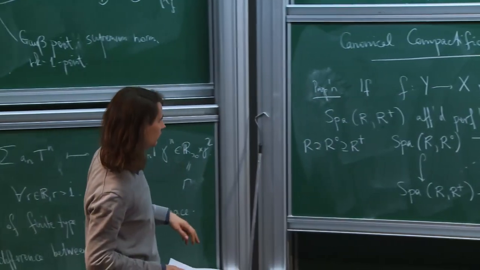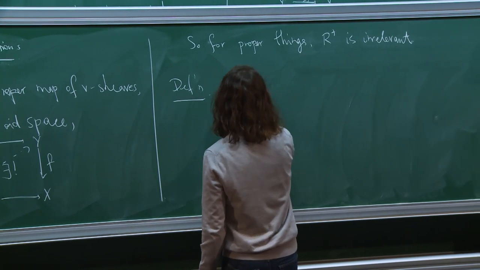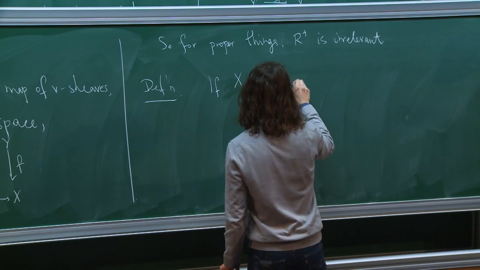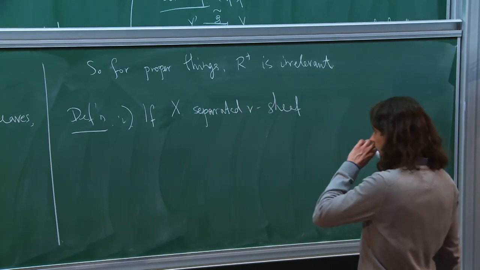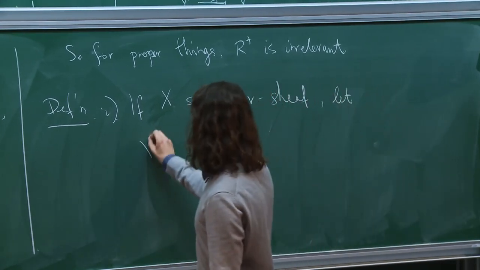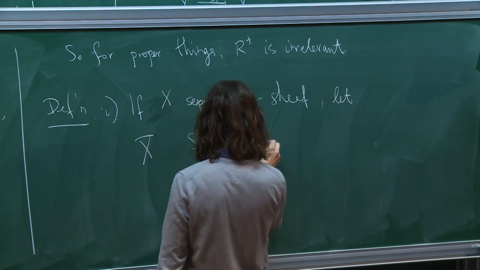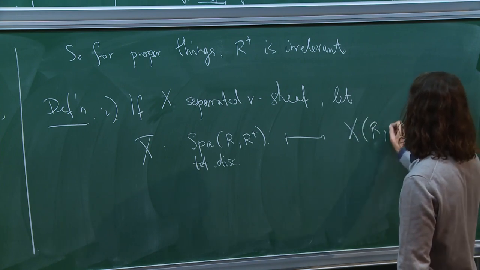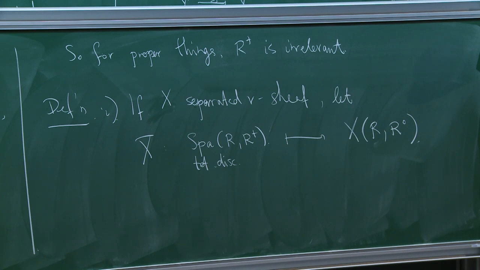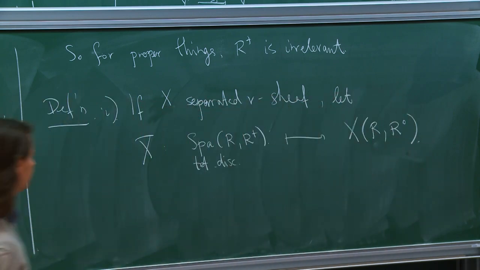Okay, and so you can turn this kind of thing around and make the following definition. If X is a separated V-sheaf, you can also do this for maps. Let X bar, its compactification, be the thing which sends some Spa(R, R^+), and unfortunately, I have to restrict this to totally disconnected guys, to X(R, R°). So if you want to map this guy into the compactification, you only have to map the much smaller space Spa(R, R°), where you're essentially reduced to the rank 1 points, you only have to map those into X, and then you will automatically get a map into X bar.